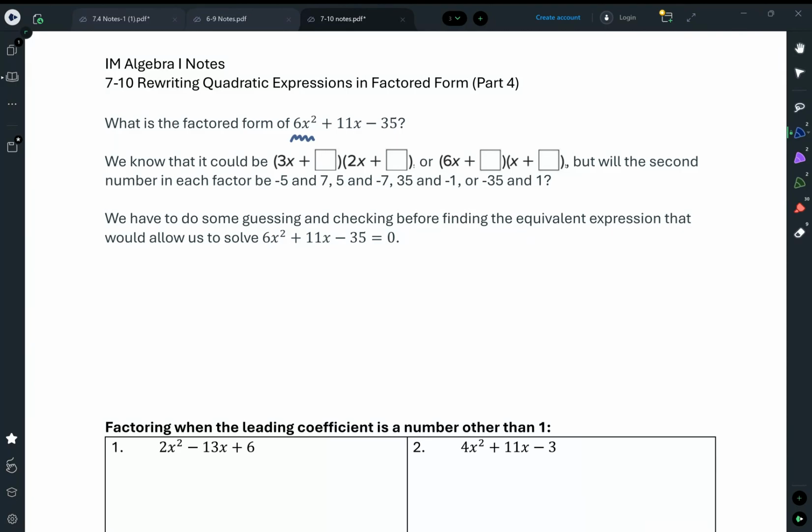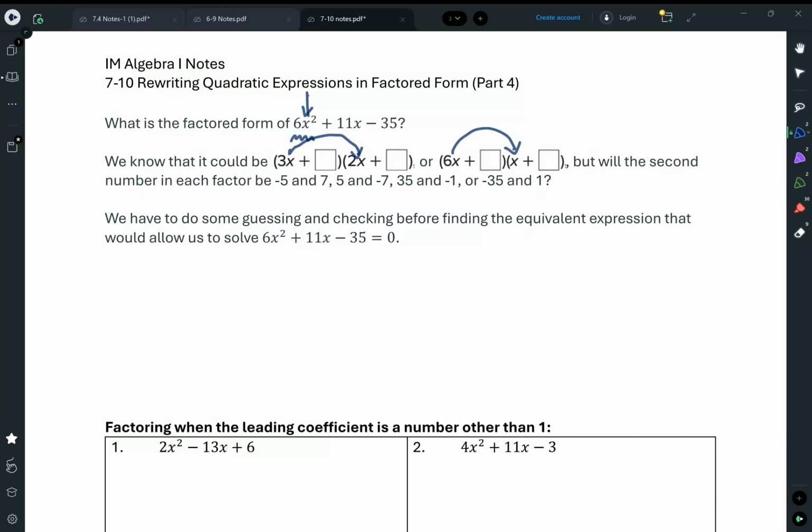So we know that it could be 3x plus something times 2x plus something, right? And the reason that we know that is that 3x times 2x would give us this 6x squared. Or it could be 6x plus something times x plus something. This would be another way to get 6x squared. But will the second number in each factor be negative 5 and 7, 5 and negative 7, 35 and negative 1, or negative 35 and 1? So today we have to do some guessing and checking before finding the equivalent expression that would allow us to solve. So we're going to do some guessing and checking.